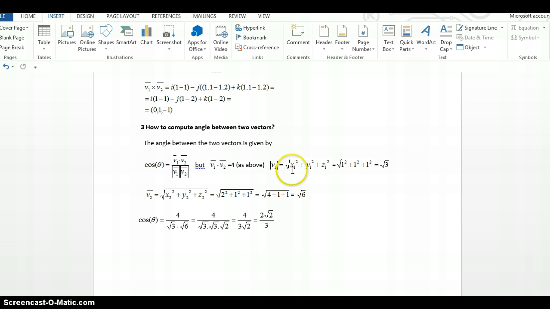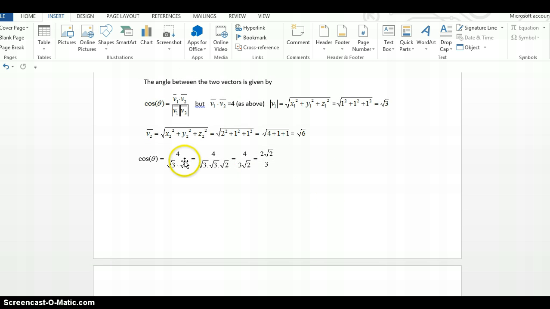The magnitude of the vector v1 is the sum of the square of all the elements, and you take the square root of the resulting answer. So we arrive with root 3. And v2, if we do the same way, we arrive with root 6. So cos theta therefore is equal to 4 divided by root 3 dot root 6.